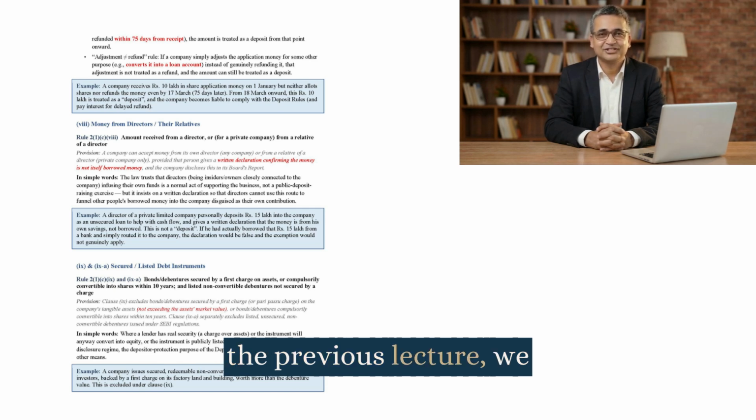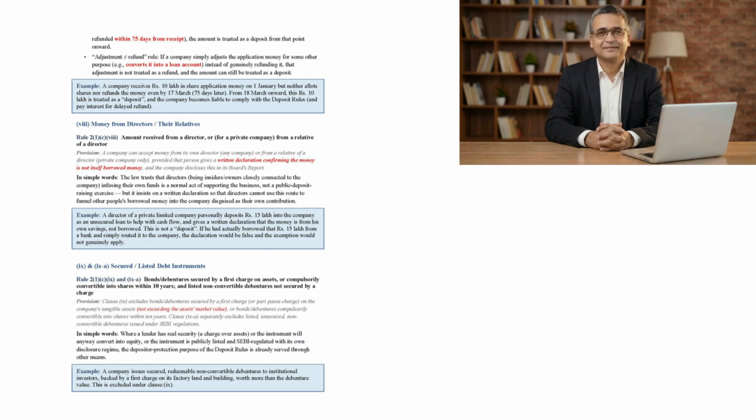In the previous lecture, we learned the famous 60 plus 15-day rule. The company must allot the securities within 60 days from receiving the application money. If the allotment is not made, the company must refund the money within the next 15 days. This gives the company a maximum period of 75 days.